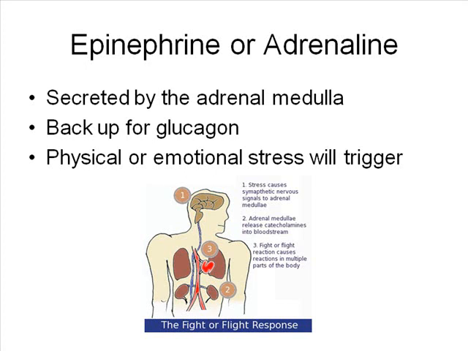Now, epinephrine or adrenaline is also an antagonist to insulin, and it is secreted by your adrenal medulla. It is released in response to physical or emotional stress. All of us have had this happen before. If you measure somebody's glucose levels directly after something like this occurs, their glucose levels go up. And that is so that you have excess energy to help with that stressful situation.